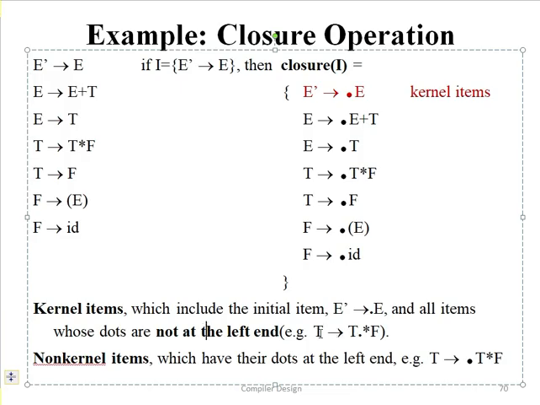For example, T derives T dot star F is a kernel item because the dot is not at the left end. The others having the dot at the left end are non-kernel items. For example, T derives dot T times F, F derives dot in brackets E, and T derives dot F. Those are the non-kernel items.